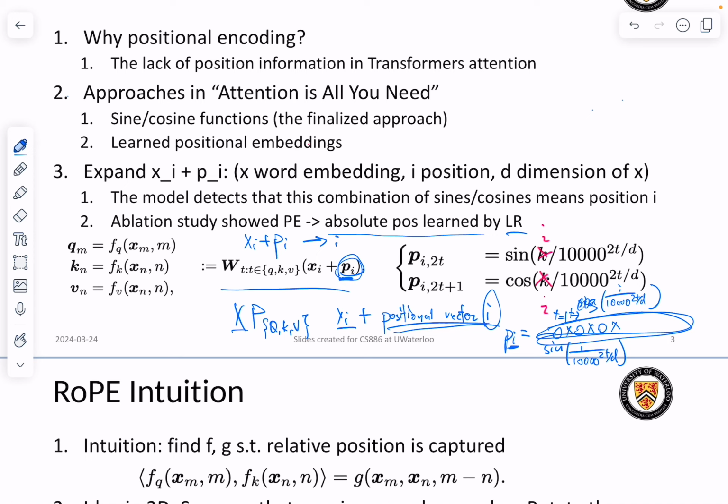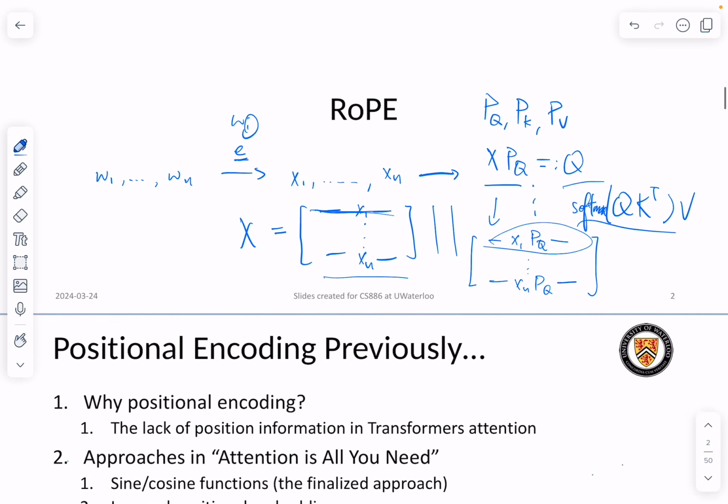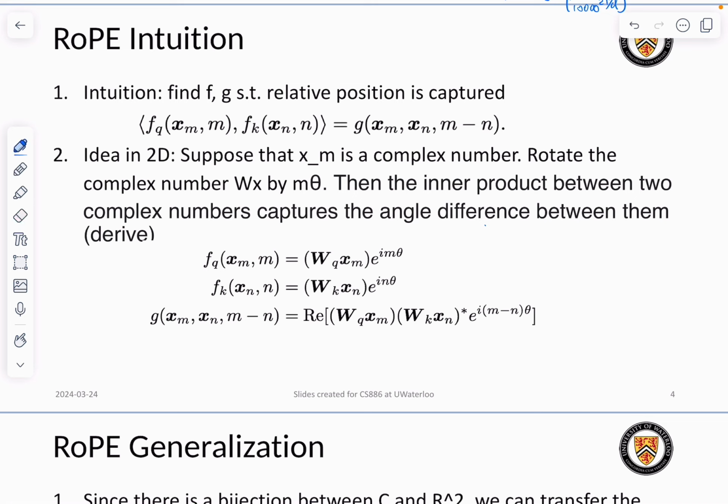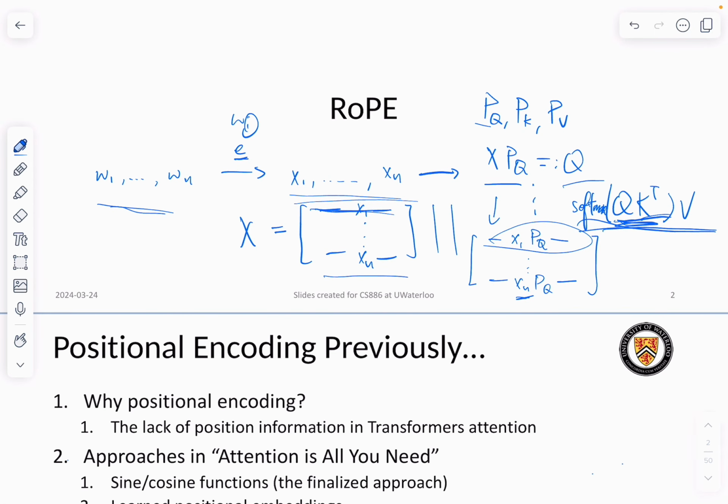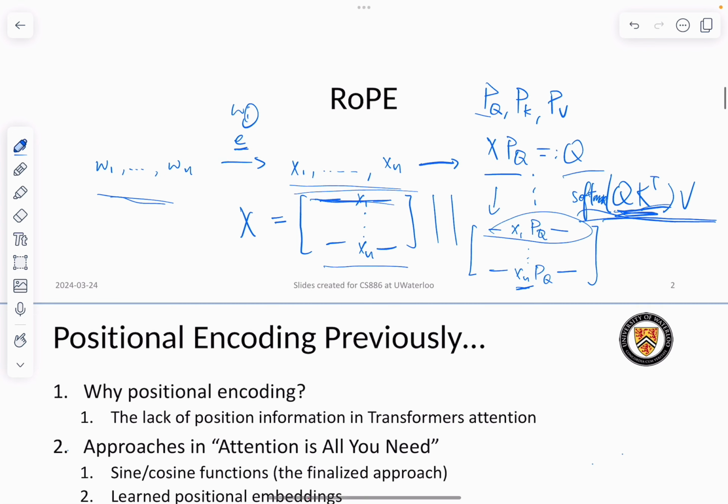So basically this is why we kind of need a positional encoding in the first place. Okay, so how does RoPE encode the positional information? So I'm just going to bring you back to here. We don't necessarily have to encode the positional information at the sinusoidal stage.